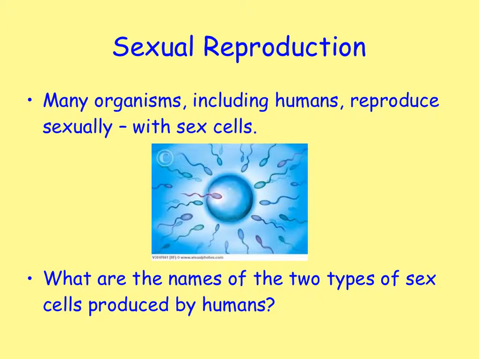There is sexual reproduction. Lots of organisms, including humans, reproduce sexually. That is with sex cells. It says here what are the names of the two types of sex cells produced by humans. Well, in the male, there's sperm cells. In the female, there's eggs, or sometimes we call these ovum.